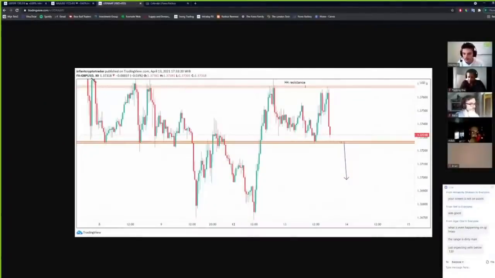This is GBP USD 30-minute, 4-hour resistance. We've got a support over here and an arrow pointing down. That seems pretty good. If price can break below 1.37300, you've got clean traffic and with volume can continue down. So it seems pretty good.